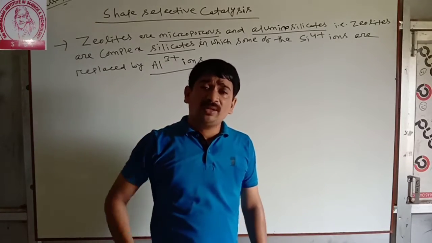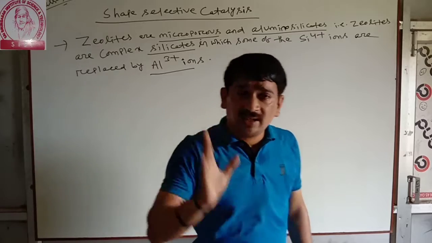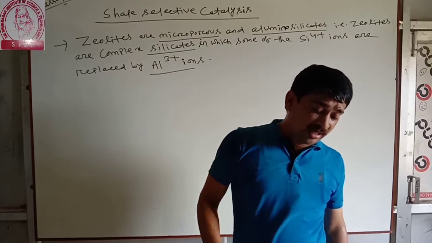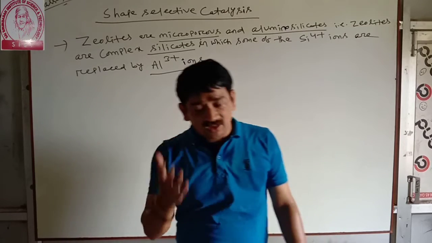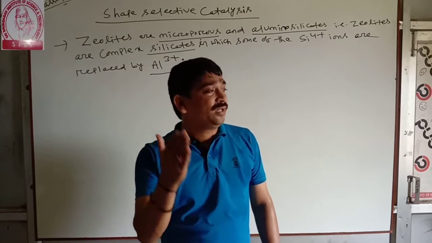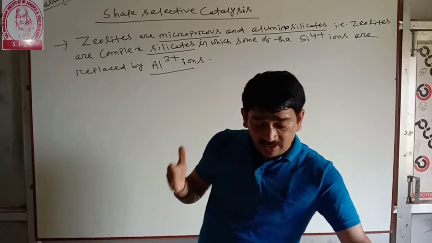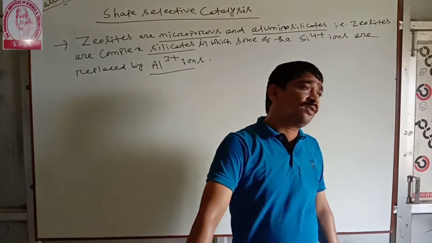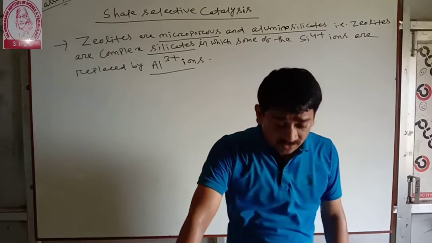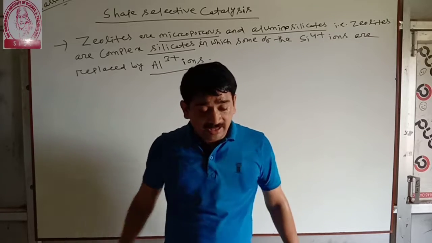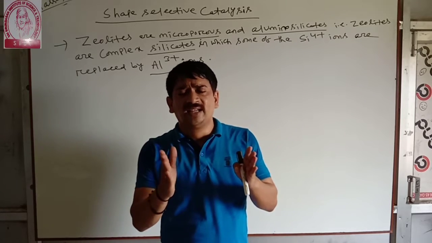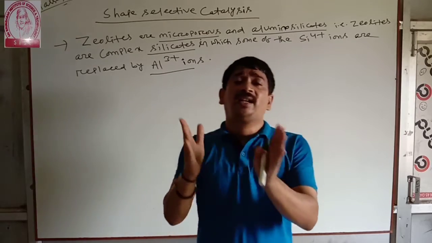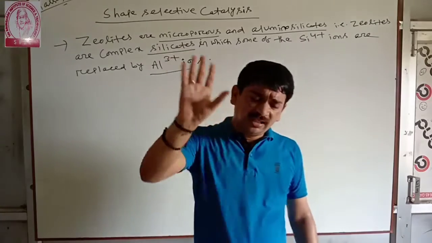So this is all about shape-selective catalysts. The question will be: what is a shape-selective catalyst? Give one example. The important zeolite catalyst used in the petroleum industry is ZSM-5, and cracking or isomerization of hydrocarbons in the presence of zeolite is an example of shape-selective catalysis. You can write only this part also.